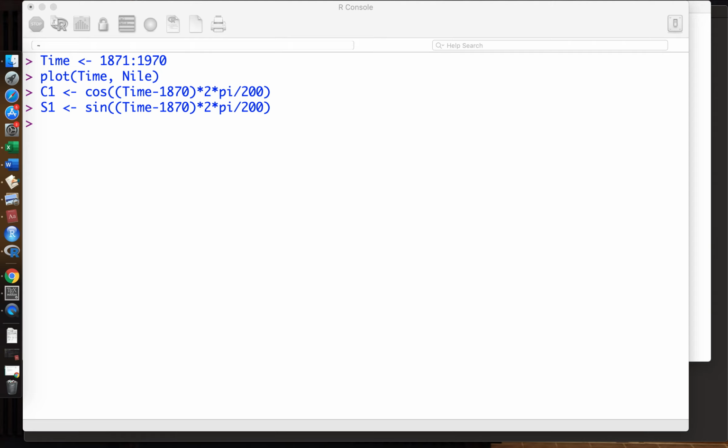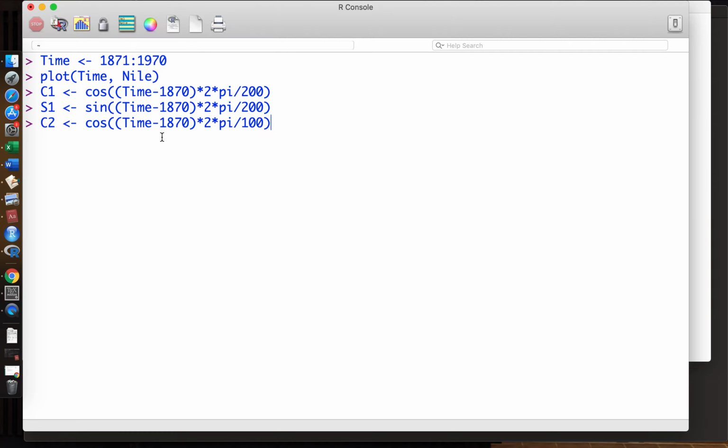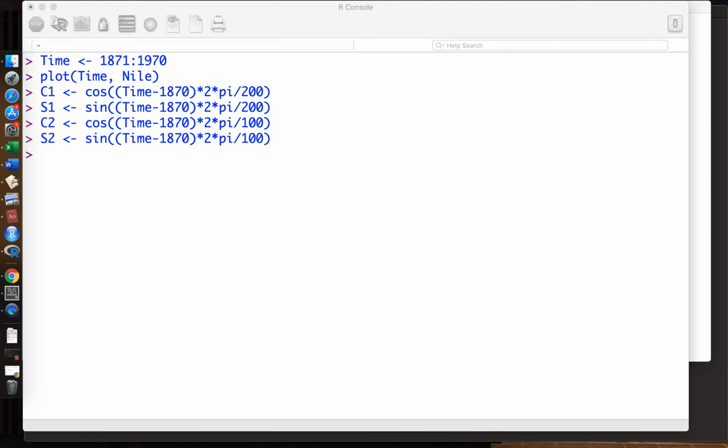So we prepare a cosine curve with higher frequency. Actually, one period is 100 for this C2 cosine curve. And we also define the sine curve with the same frequency. So we want to use these four curves to fit the Nile River data.